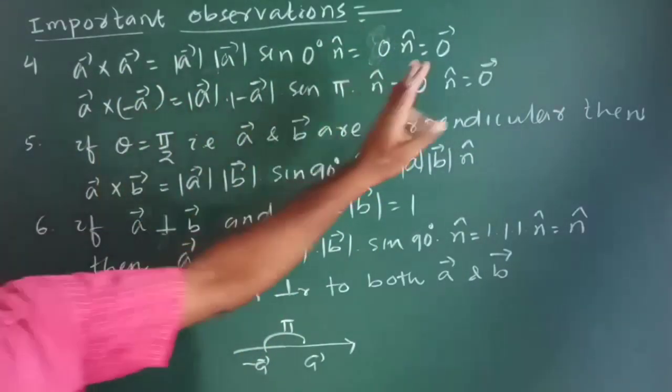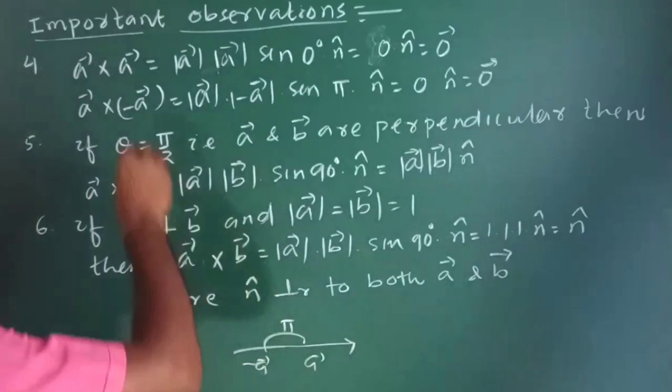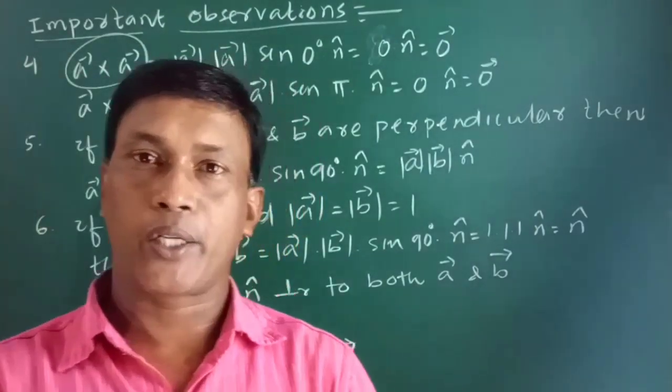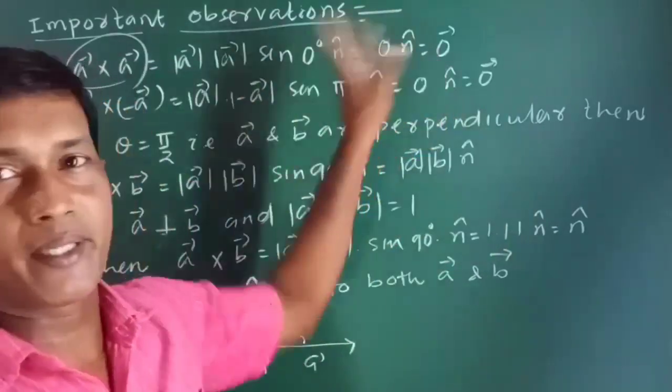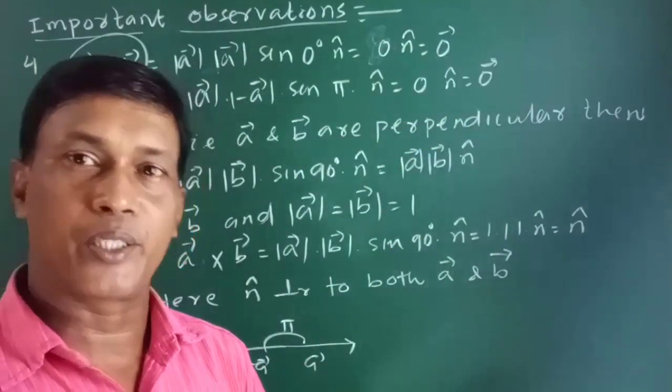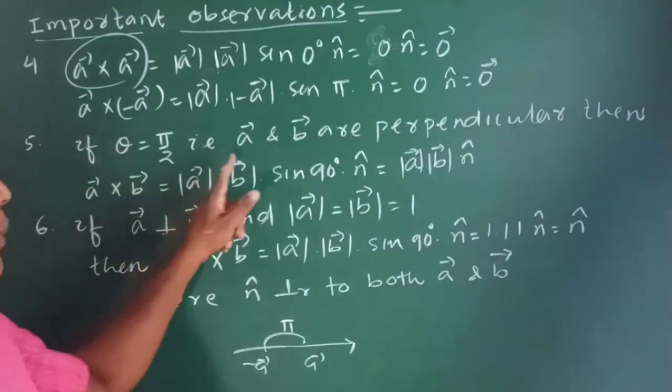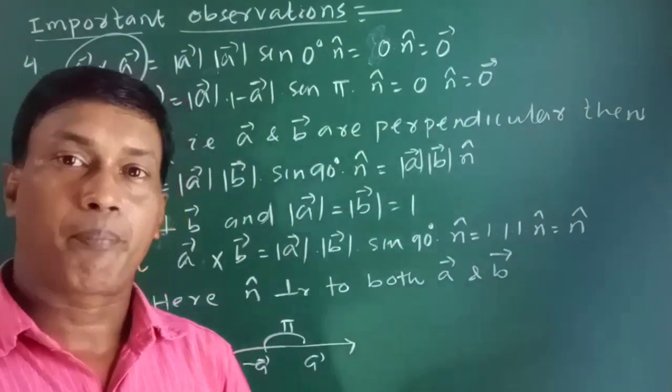A cross minus A is 0 vector. One important thing is this one: the cross product of a vector with itself is 0 vector. A cross A is 0 vector. Then if theta is equal to pi by 2, that is, A and B, two vectors, are perpendicular.